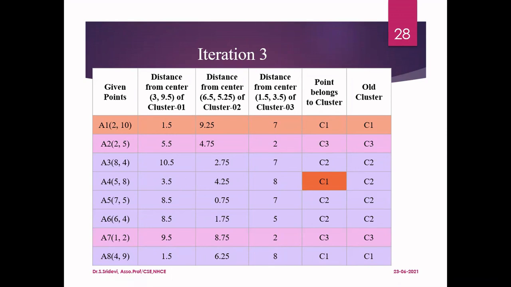But in the previous slide, it is in cluster 2. Now again, there is a change. Okay. Other points are not having any change. They belong to the same cluster as that of the previous iteration. So now you should not stop because there is a change. You have to again proceed to the 4th iteration.